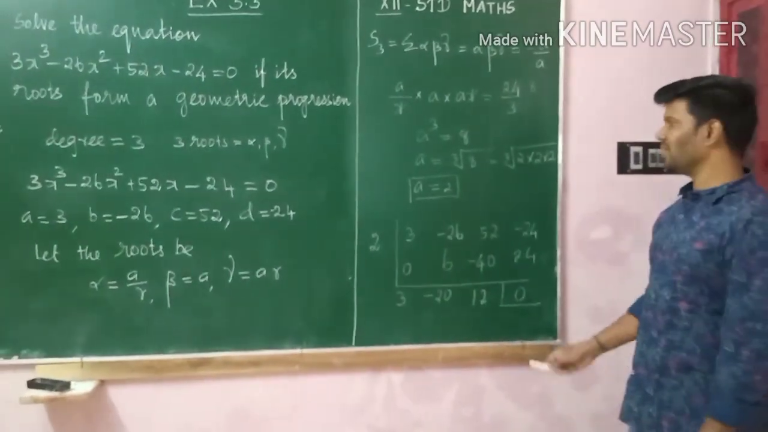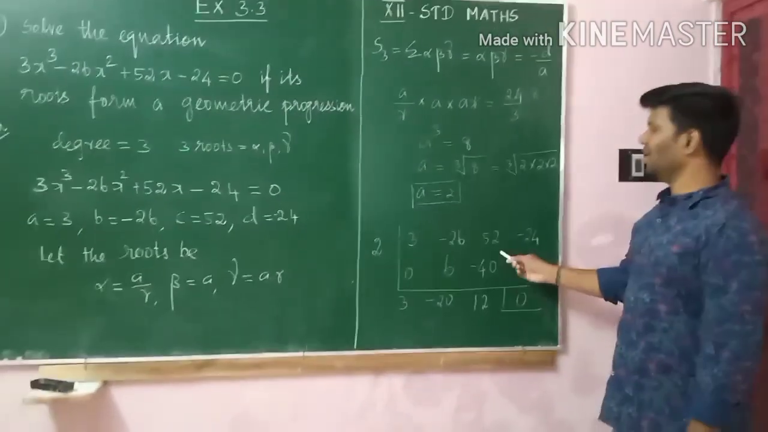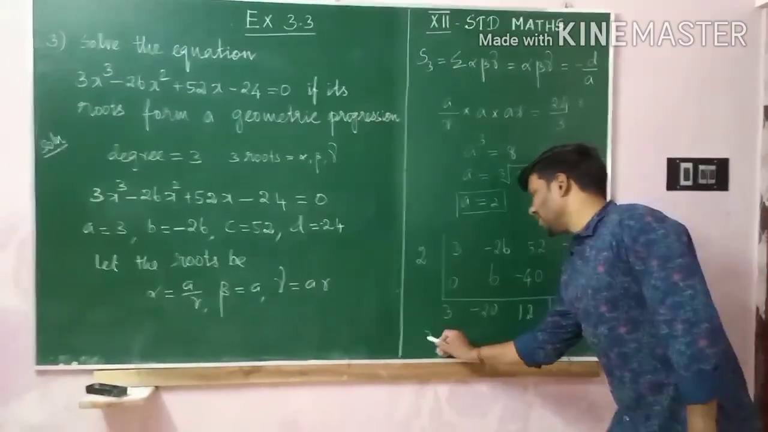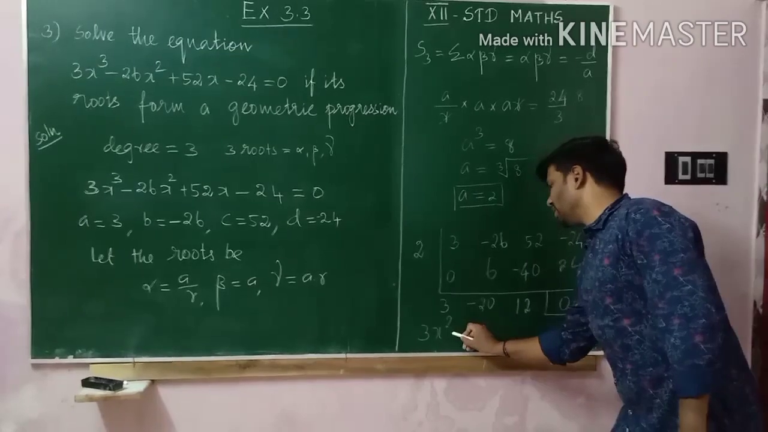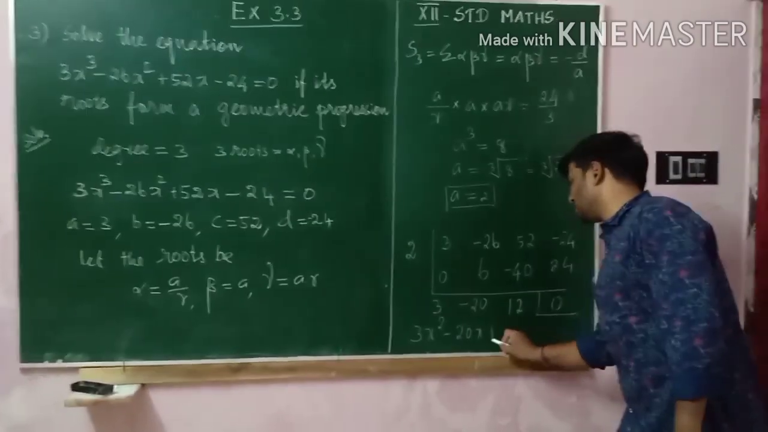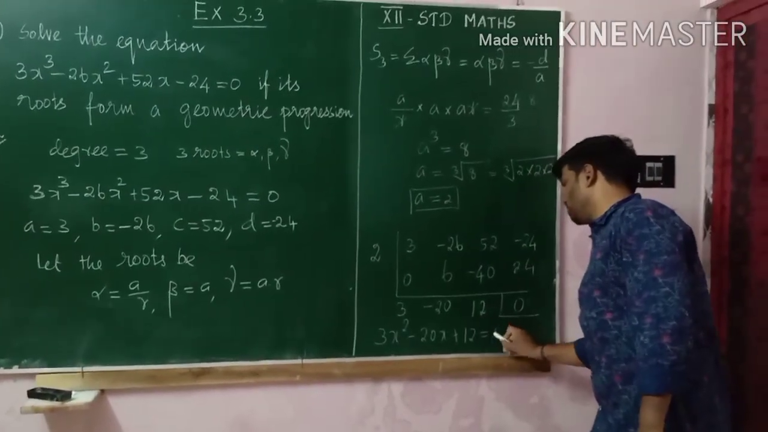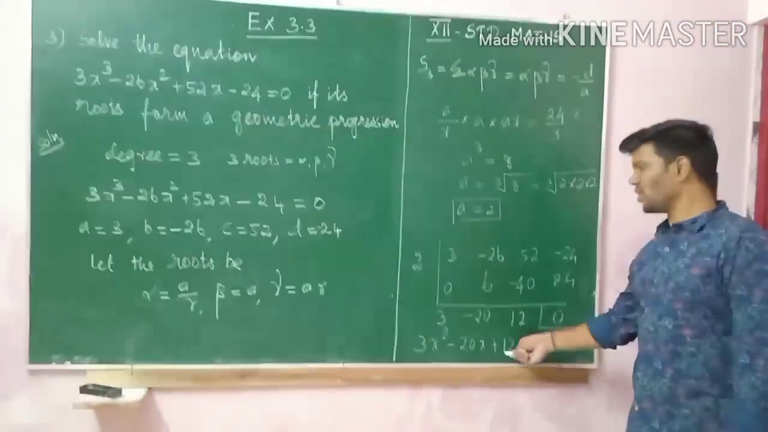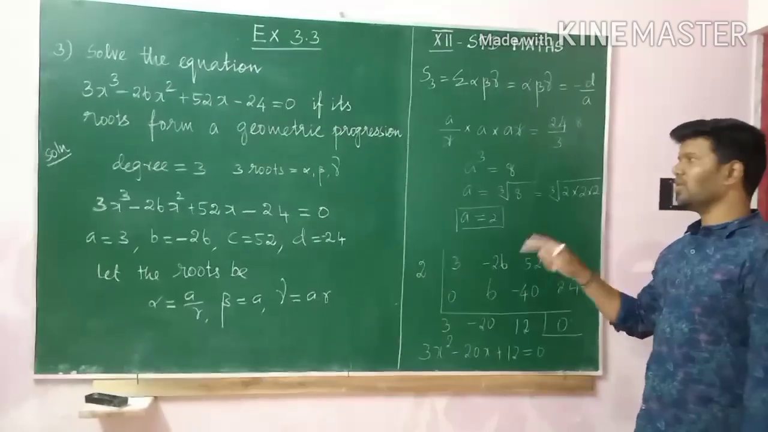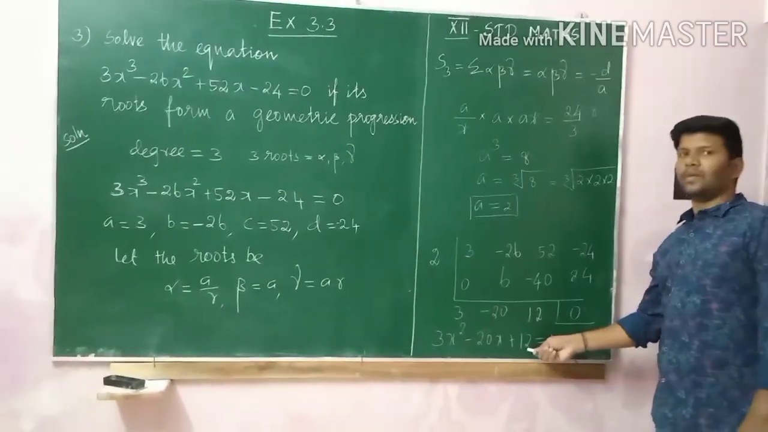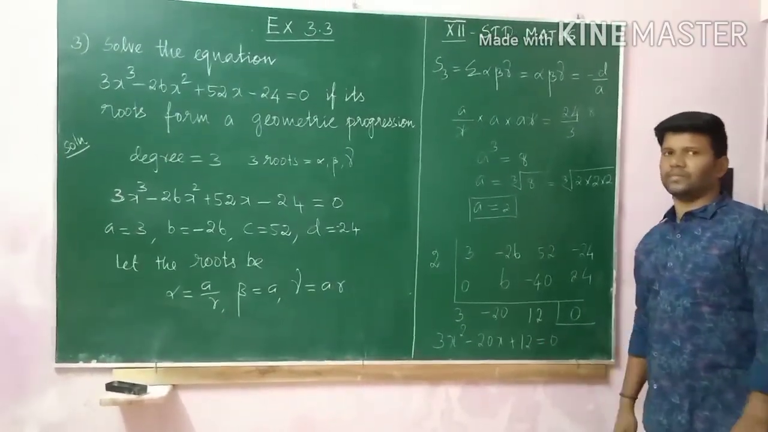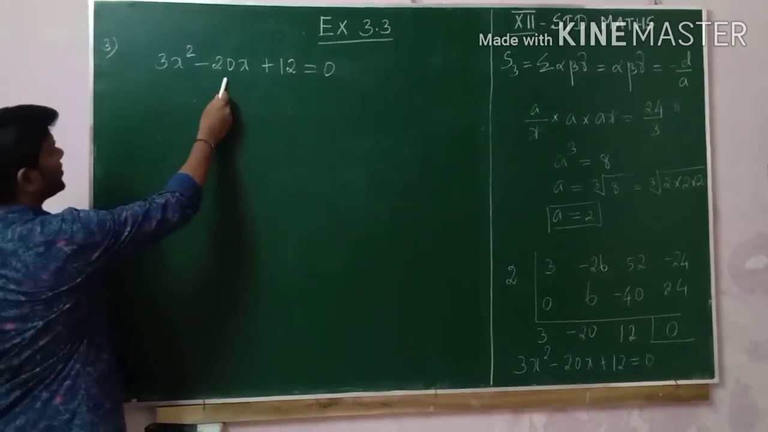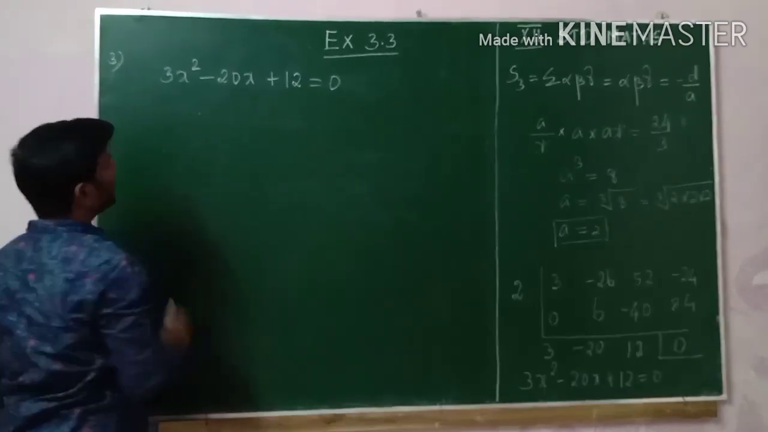Of course we will get remainder 0 because 2 is the root of the given cubic equation. So what is the corresponding factor? 3x square minus 20x plus 12 equal to 0. So this is a quadratic equation. If we solve this quadratic equation, we will get 2 roots. Finally, we got the quadratic equation 3x square minus 20x plus 12 equal to 0.